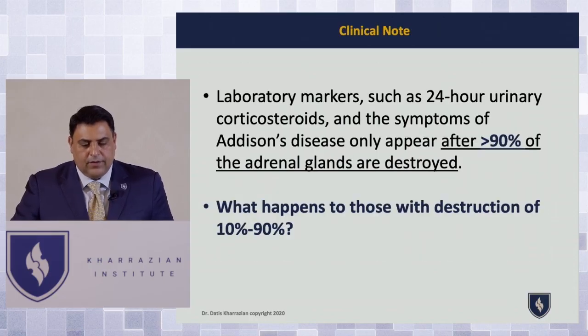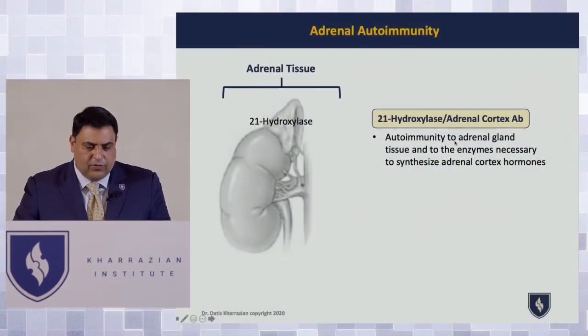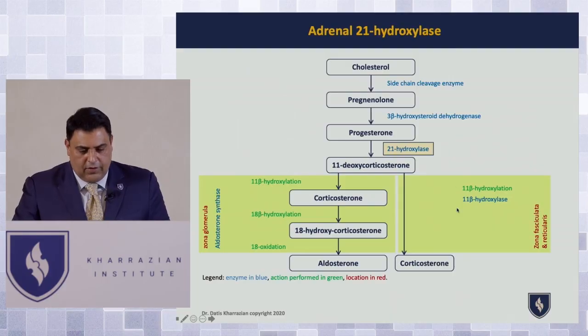Just note that the laboratory markers used to identify adrenal autoimmunity, called Addison's disease, like 24-hour urinary corticosteroids, and symptoms of Addison's disease don't appear until they lose 90% of their adrenal glands. So you can have patients that have autoimmunity and have lost less than 90% of their adrenal glands, maybe 50%, and they have all the symptoms of chronic hypoglycemia, and they have to constantly eat protein throughout the day to function. Those patients are not uncommon. So 21-hydroxylase is the target protein for adrenal autoimmunity. There are also adrenal protein antibodies, but here's 21-hydroxylase.